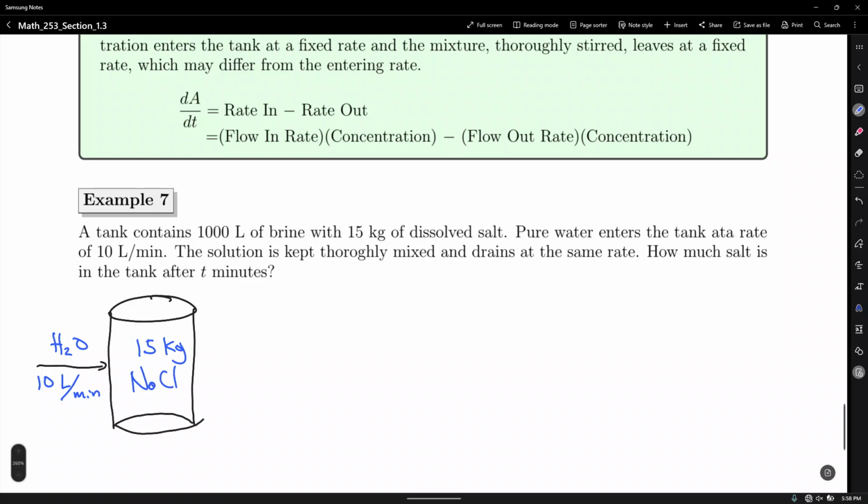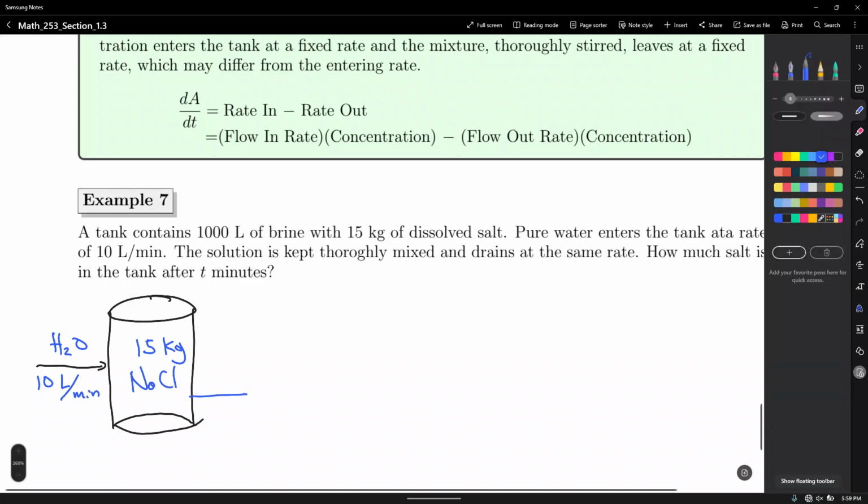Okay, what do we have going outside of the tank? Okay, so here we have a mixture, water, salt. All right, that's a brine solution. And we have the case in which the flow out is exactly the same. 10 liters per minute. All right? So, how are we going to set up this differential equation?